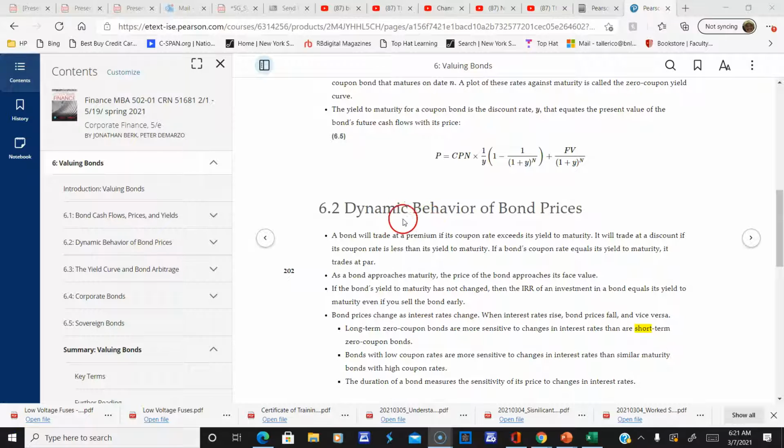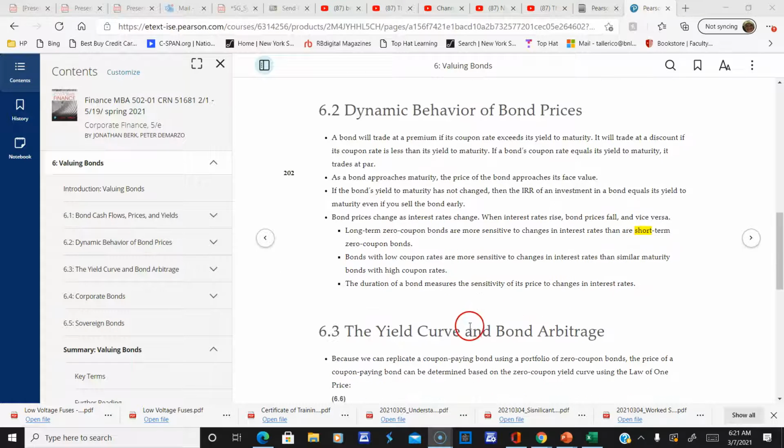We talked about the dynamic behavior of bond prices with interest rates. Here's a couple of bullet points. A bond will trade at a premium if its coupon rate exceeds its yield to maturity. It will trade at a discount if its coupon rate is less than its yield to maturity. As a bond approaches maturity, the price of the bond approaches its face value. We saw others too, so these bullet points are most important. For instance, long-term zero coupon bonds are more sensitive to changes in interest rates than short-term ones.